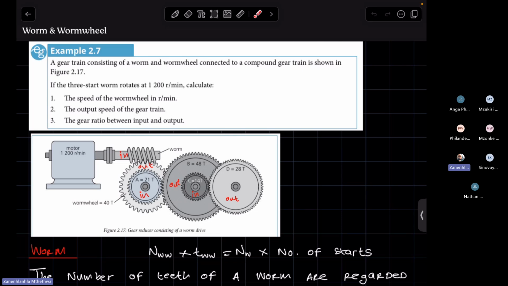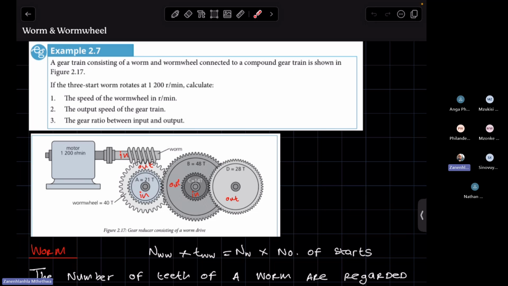So we are going to look at worm and worm wheels. Once we are done with this section, we will have essentially covered everything under reduction gearboxes. Now, under worm and worm wheels, right?